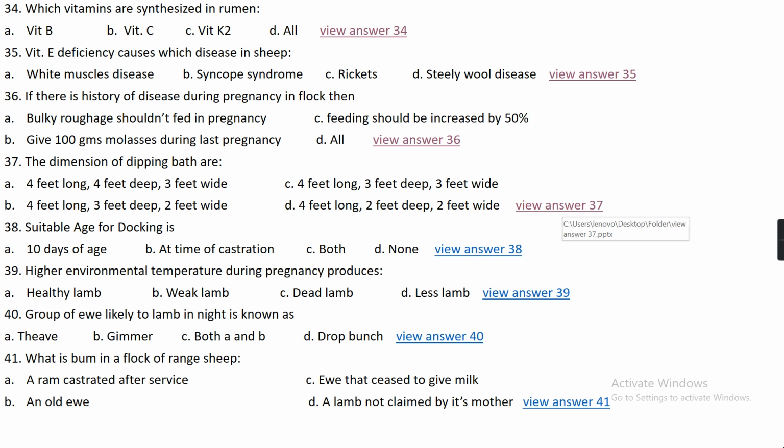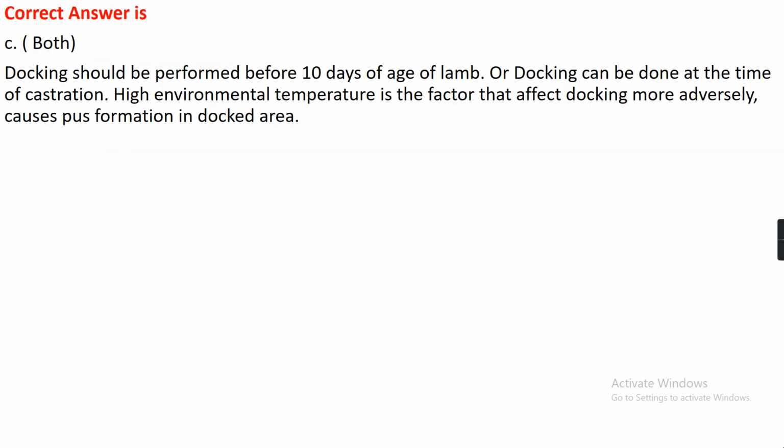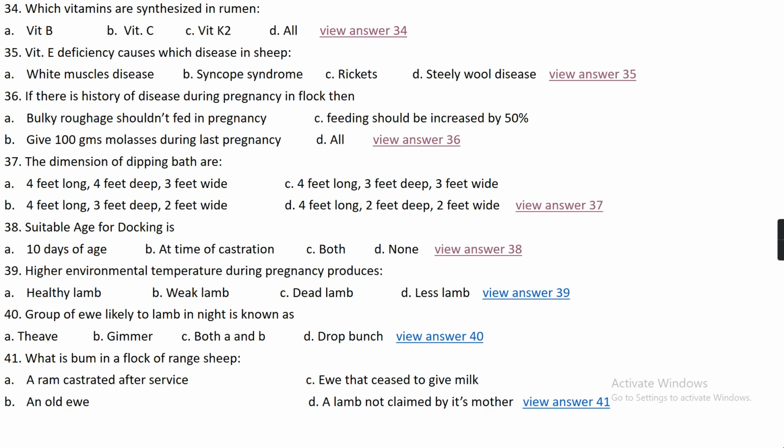Suitable age for docking is option A, when the lamb is 10 days of age. Option B, at the time of castration. Option C, both. Option D, none. The right answer is, that is, both. Docking should be performed before the lamb reaches 10 days of age, or docking can be done at the time of performing castration. Higher environmental temperature, that is summer season, is the only factor that affects docking more adversely, since it causes pus formation in the docked area.